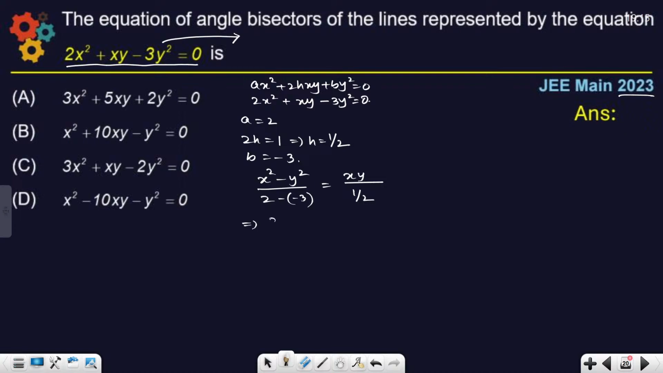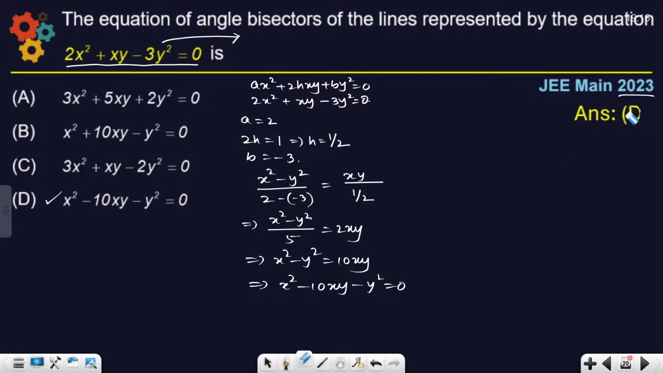So that gives us what? (x square minus y square) by 5 is 2xy. So from here we are getting, see how straightforward and easy a question it is. Hence option D is correct.